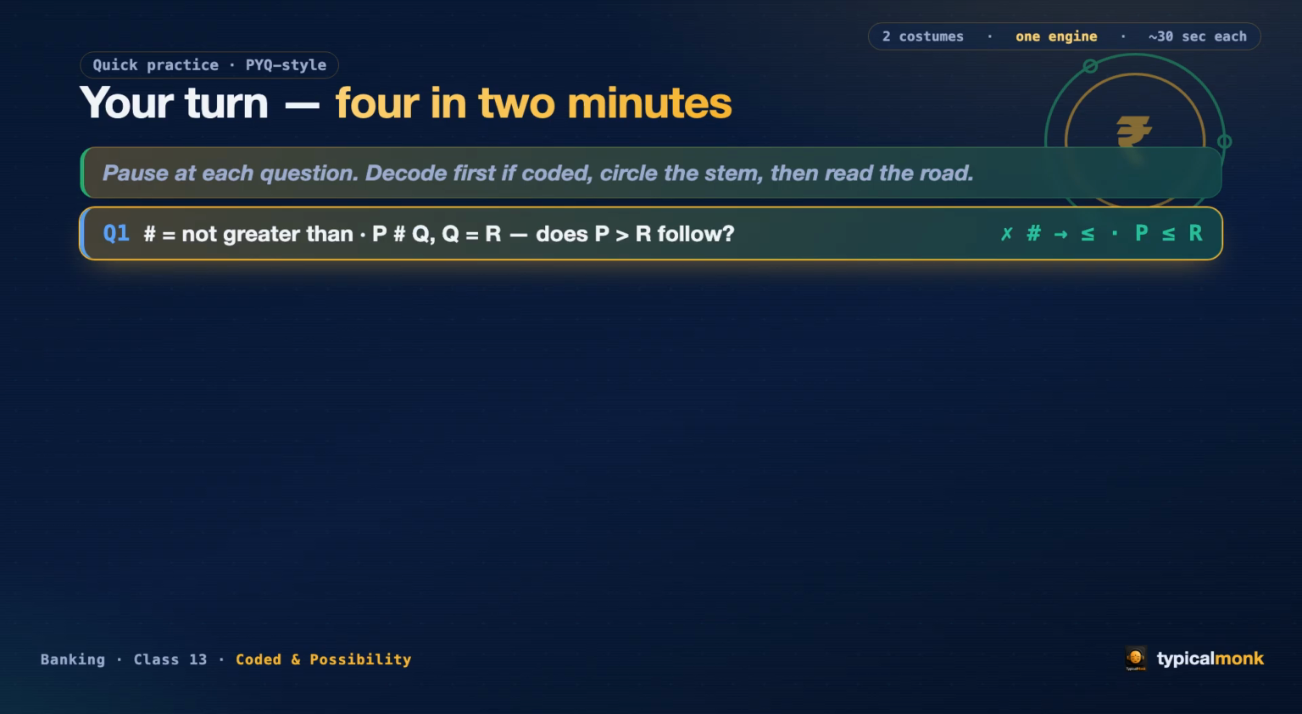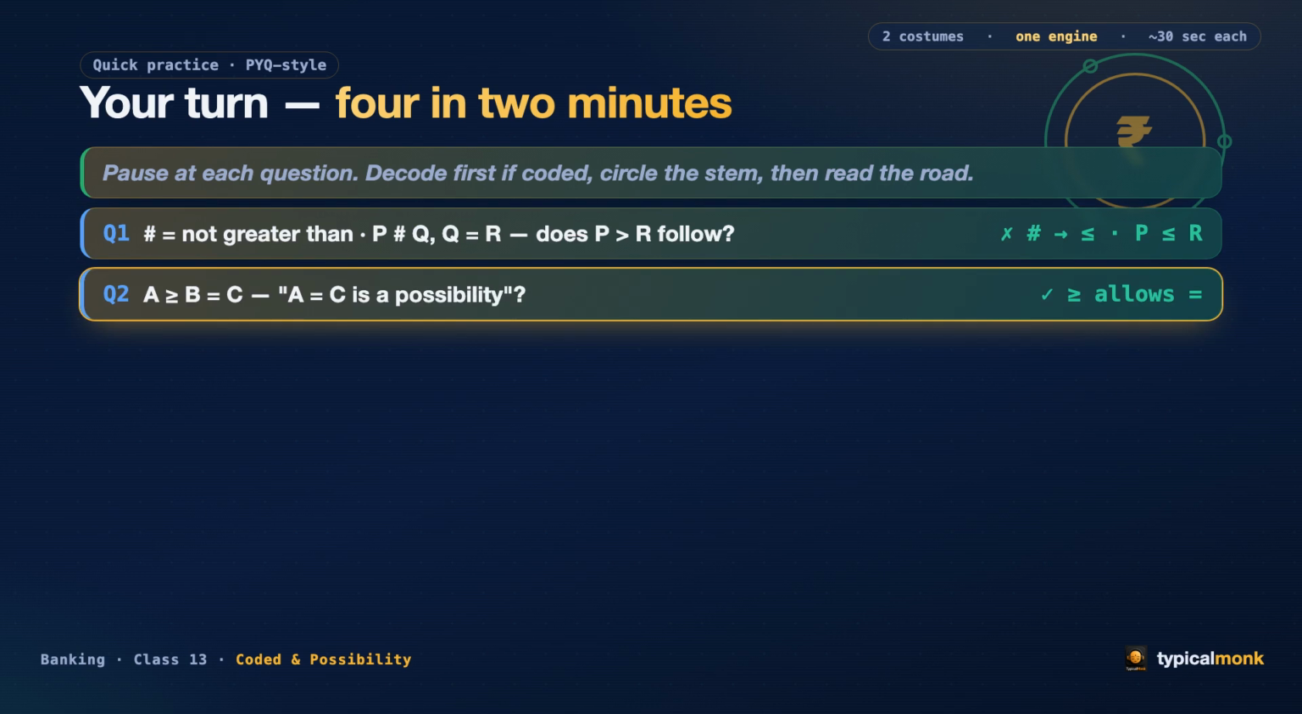Question 1. Hash means not greater than. Statements: P hash Q, Q equal to R. Does P greater than R follow? Strikeout: not greater than means less than or equal to. The chain becomes P less than or equal to Q equal to R, so P less than or equal to R. Greater than is impossible. No, it does not follow.